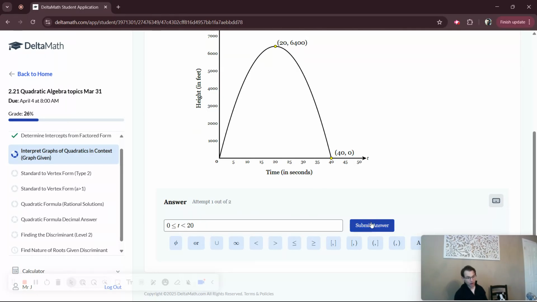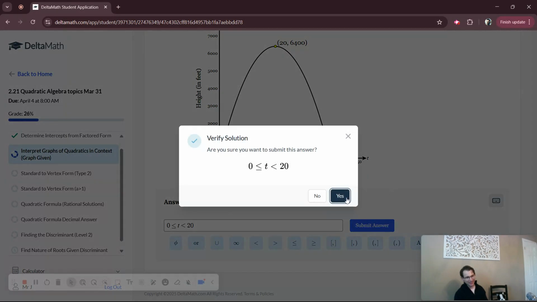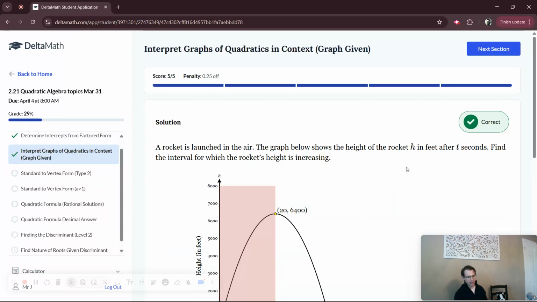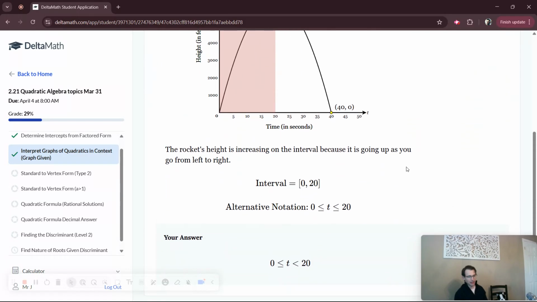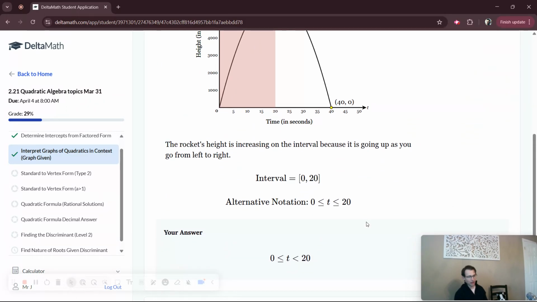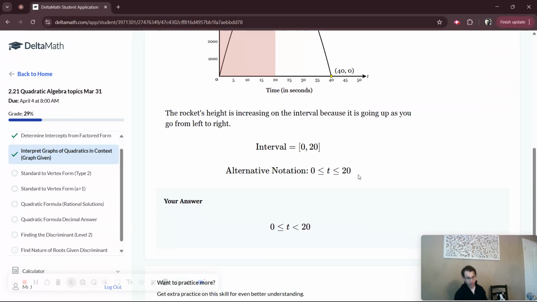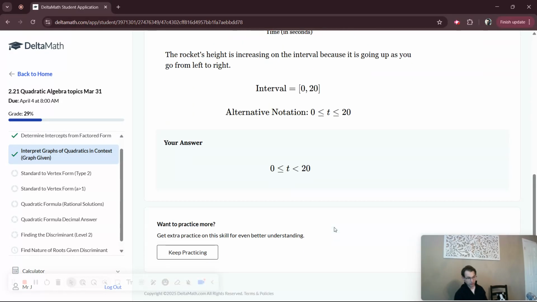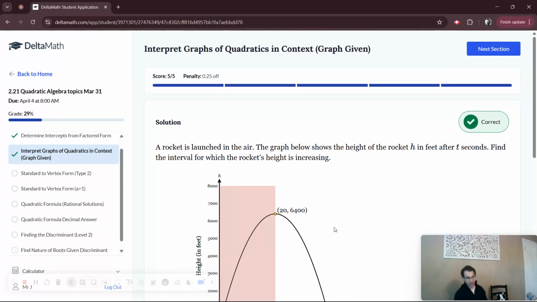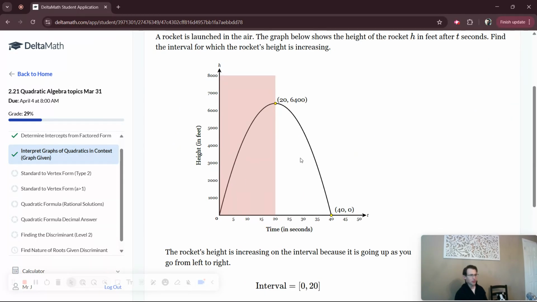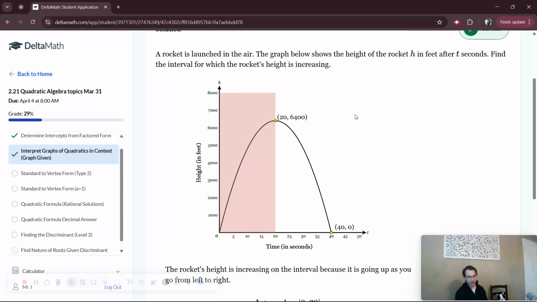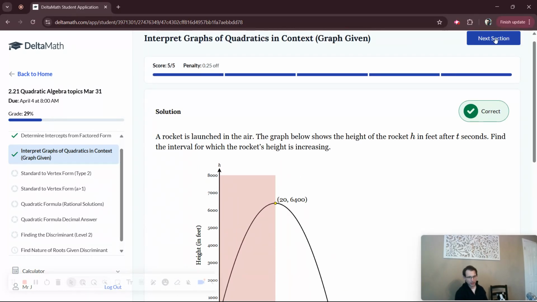If it tells me I'm wrong, I'm actually right. But I'm being too specific. Oh, there we go. Yeah, it accepted it. Alternative notation. So it would have taken it inclusive or not inclusive. That's interesting. I've not really seen that. That's cool. And look, it visually shows you the interval where it's increasing. Yeah, and this is more of a topic for us this coming week. We're going to do stuff on these types of things.